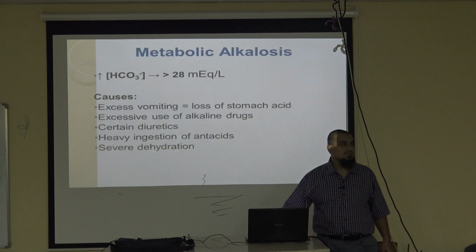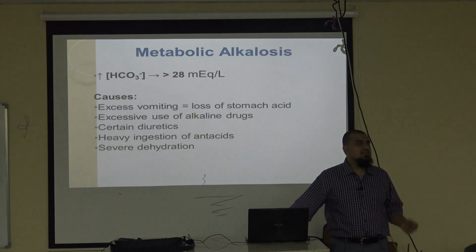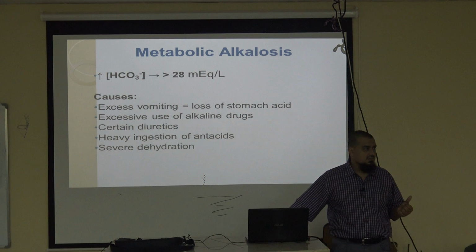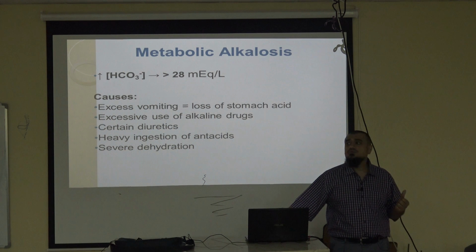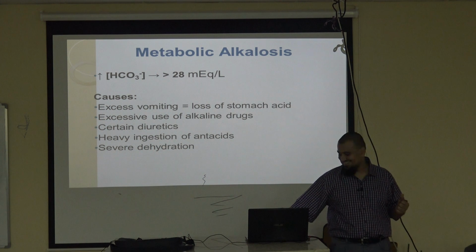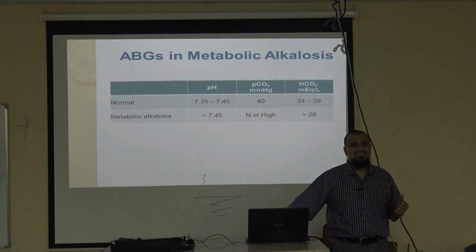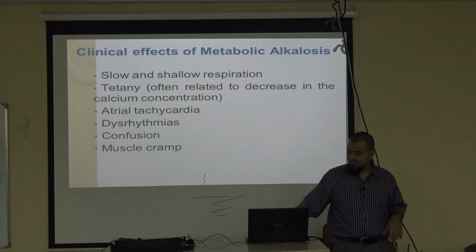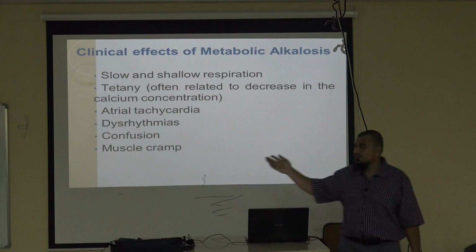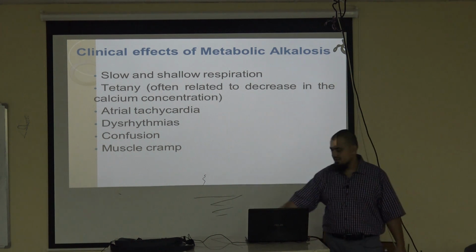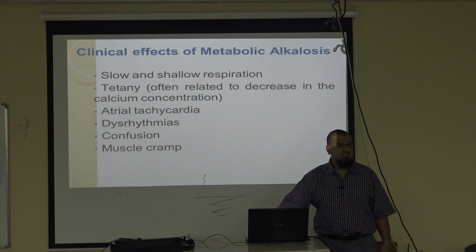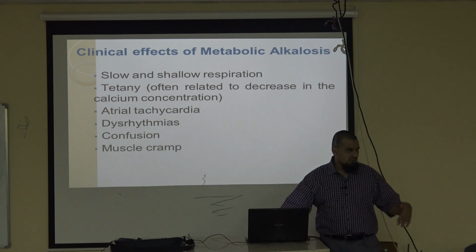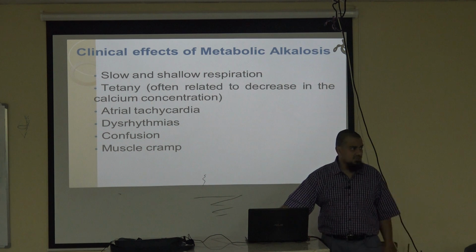What will be the ABGs? pH will be increased, bicarbonate will be increased, and carbon dioxide will be normal or high. Clear? So these are some symptoms of metabolic alkalosis. I am not discussing these signs and symptoms, because probably the medicine people will discuss them with you.